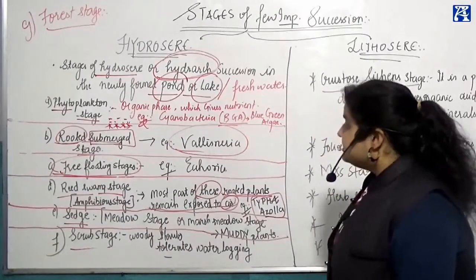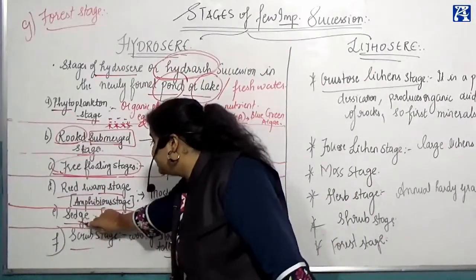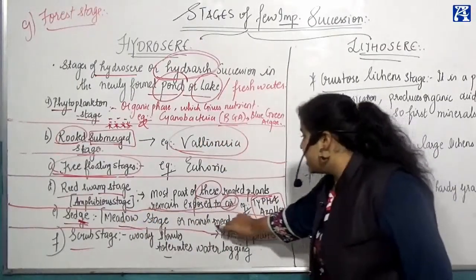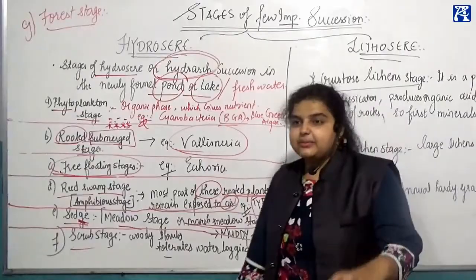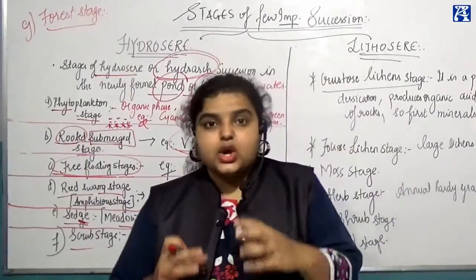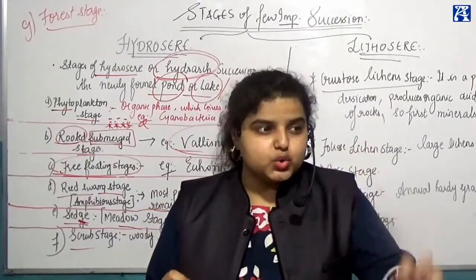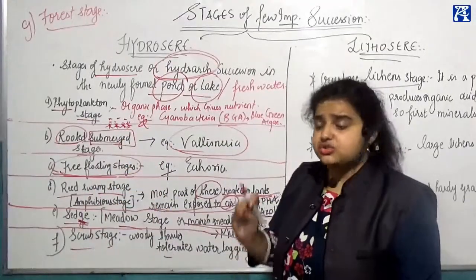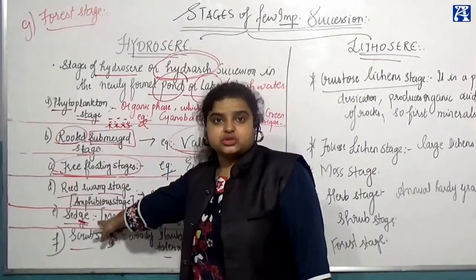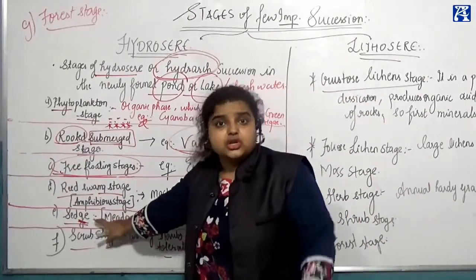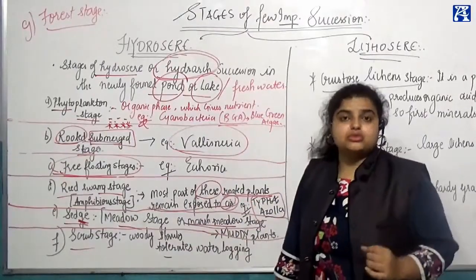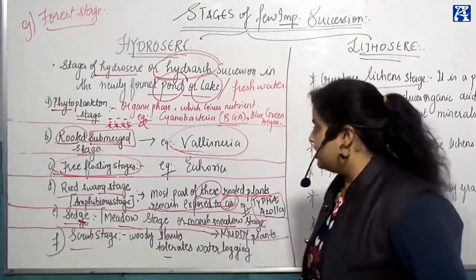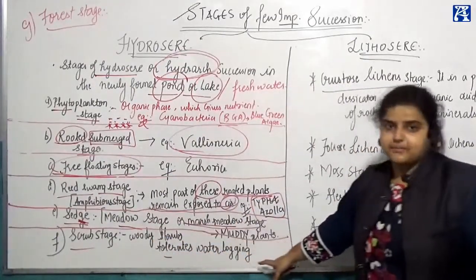And then comes the sedge or grassy stage, or the meadow stage, or marshy stage, where the plants are associated with lots of mud and the roots are anchored in the soil. Such a succession stage is called sedge. What is it called? It is called sedge. That grows with a large amount of mud. The nutrients get entrapped into the roots. That is called the meadow stage or marshy stage.